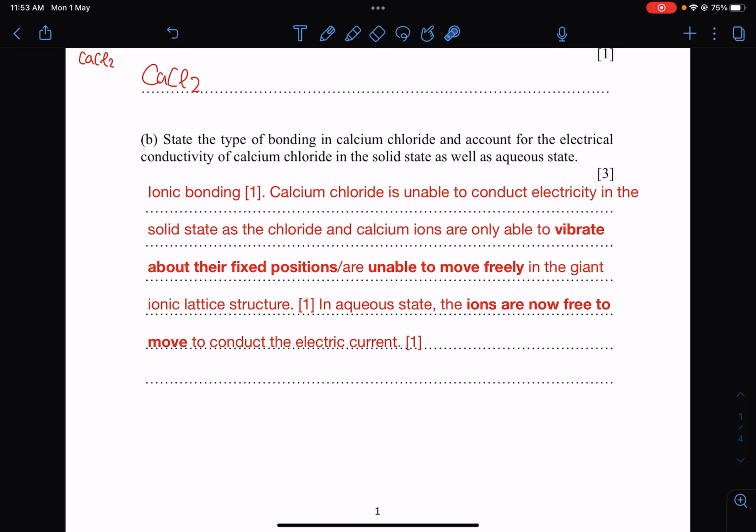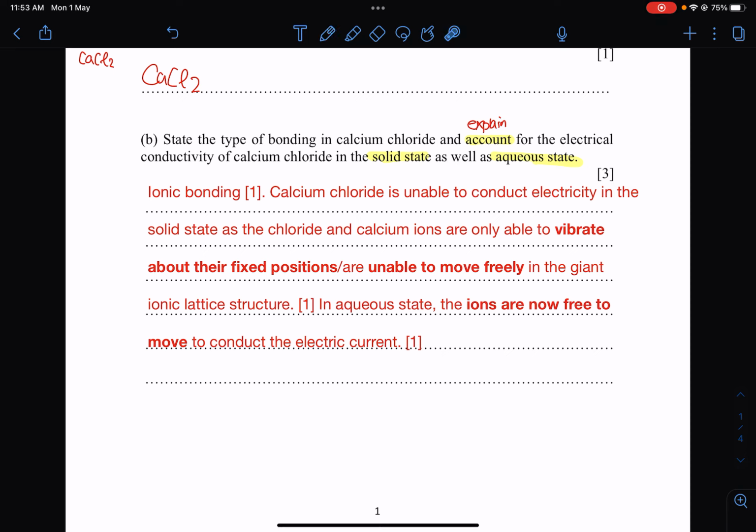And what accounts for the electrical conductivity in the solid as well as the aqueous? So make sure you answer both parts. And what does account mean? Account means you have to explain. It is not enough to state. That's why a lot of you didn't get the marks.